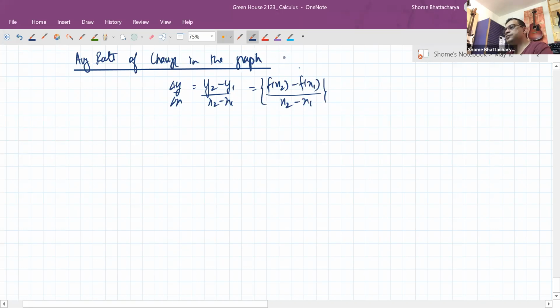Now let's see what this means in terms of the graph. So I'm sure all of you understood what it means in the graph. It is nothing but the slope of the secant line.